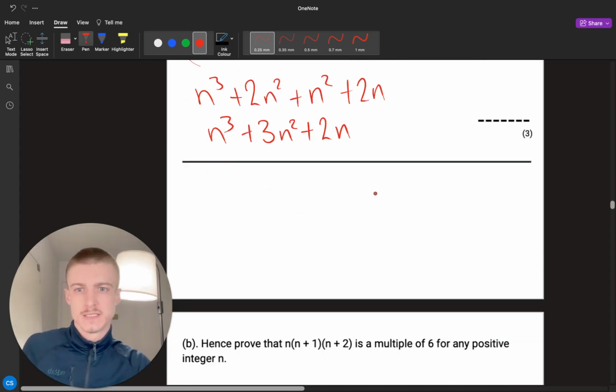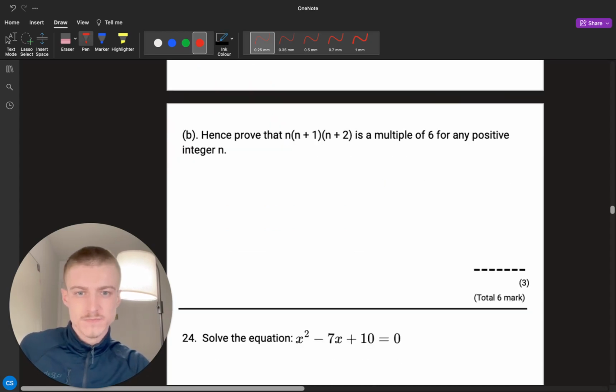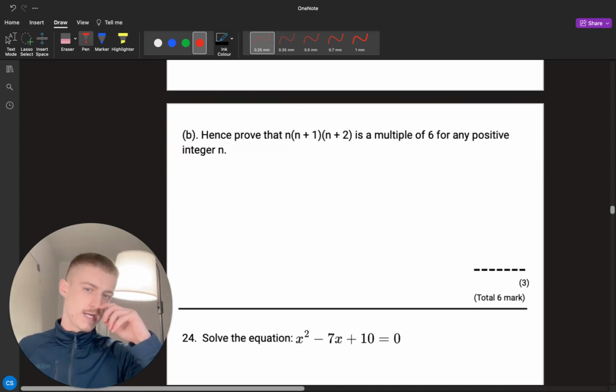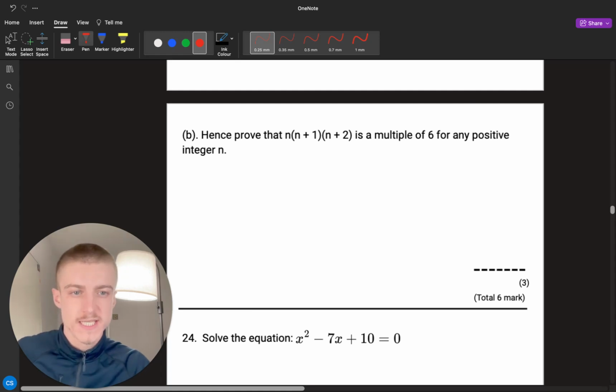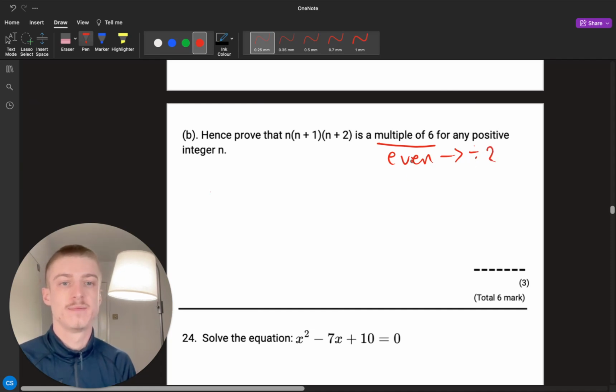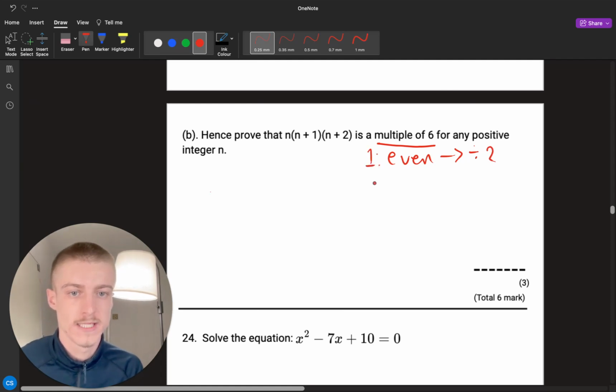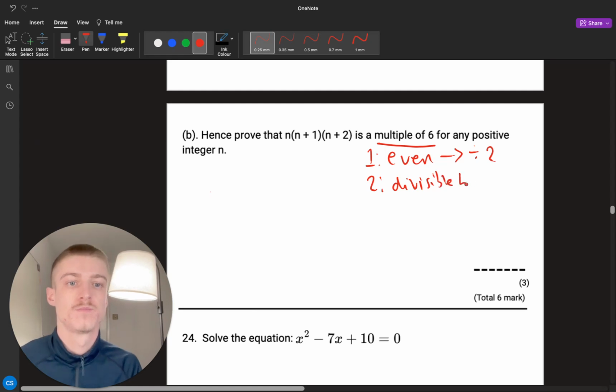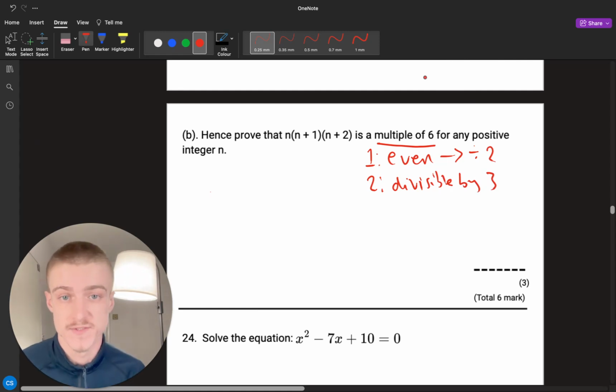Lovely, expanded. Question B. To prove that n bracket n plus 1 bracket n plus 2 is a multiple of 6 for any positive integer. So, what is a multiple of 6? A multiple of 6 has to be even, so divisible by 2. And all multiples of 6 are divisible by 3 as well. So 1, it's even, and 2, divisible by 3. So if we prove these two things, we can prove that it's a multiple of 6.